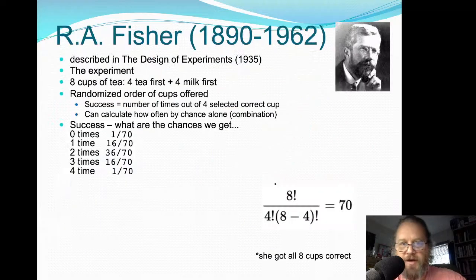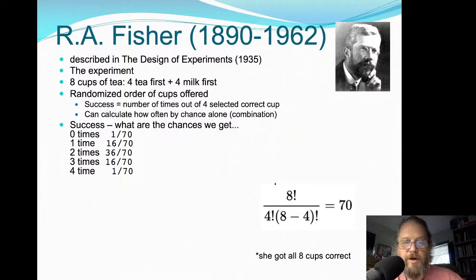Okay, so how would you test that? Basically he came up with the idea of, look, let's give her 4 cups of tea. In 4 of the cups, the tea is added first, and then the milk is added. And in the other 4 cups, milk is added first, followed by the tea. Then he randomized the order in which the cups were presented to the woman. And she sipped at them one at a time, and then declared tea first or milk first, right?